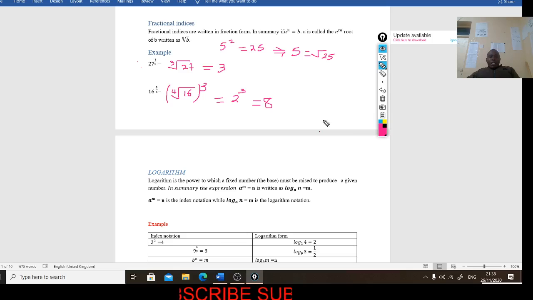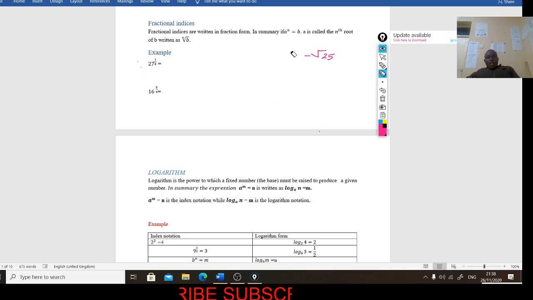So if you understand how to apply the fractional indices and those laws up to number 5, then you are now able to solve any question from indices. We shall do questions later.